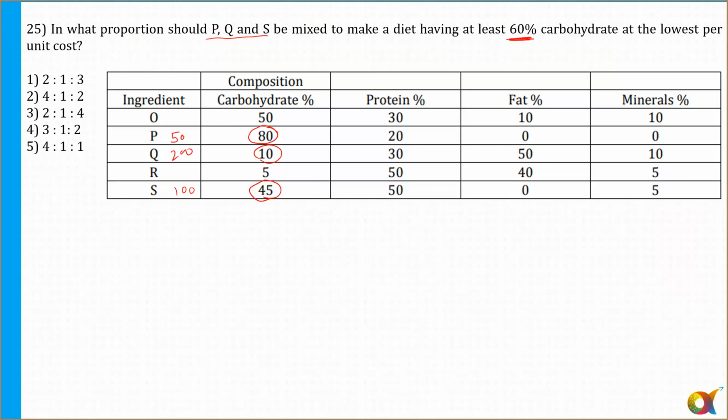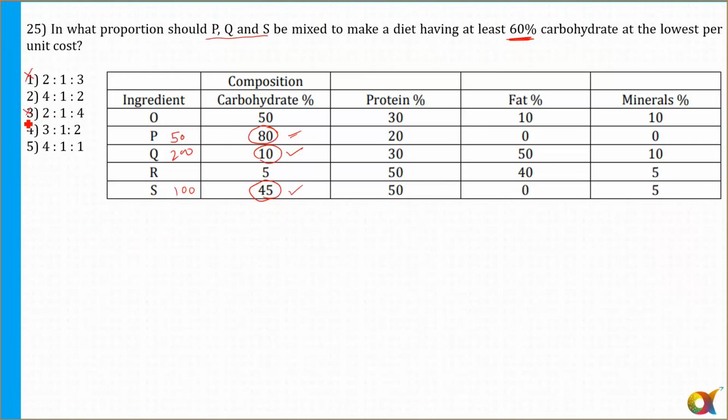In any case, if I need 60% carbohydrate, then P should be the maximum. The proportion of P should be the maximum because we need 60%. Q is 10, S is 45 and P is 80. But I need the average to be towards 60, which is closer to 80. So it means I should take more and more quantity of P. On the basis of this, I can select option number 1 as well as option number 3.